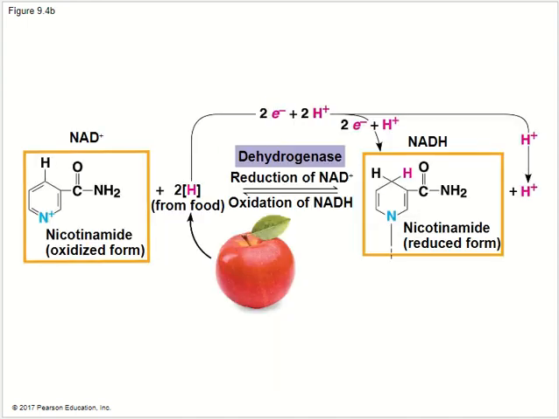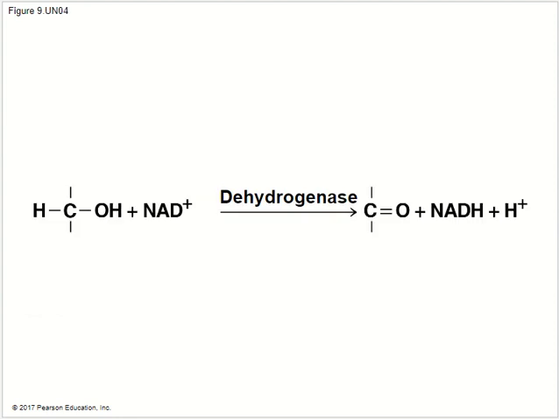Further looking at the chemical reaction that occurs between nicotinamide in its oxidized positive form and its reduced neutral form. What we're looking at is dehydrogenase, which assists in oxidizing what appears to be an alcohol to a carbonyl, a C double bond O, thus reducing nicotinamide to its reduced form with the extra hydrogen and releasing a proton, or an H+ ion.